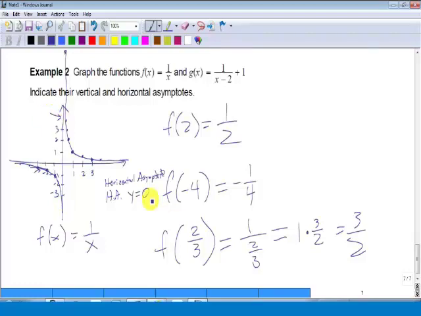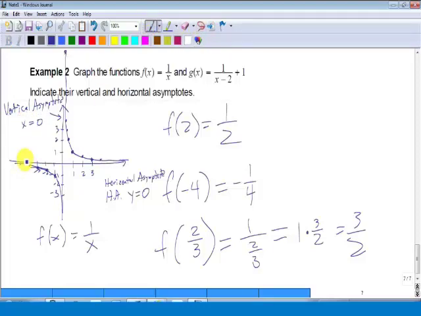So this one has not only a horizontal asymptote, y equals 0, but also a vertical asymptote, x equals 0, the y-axis, and we'll abbreviate that VA.